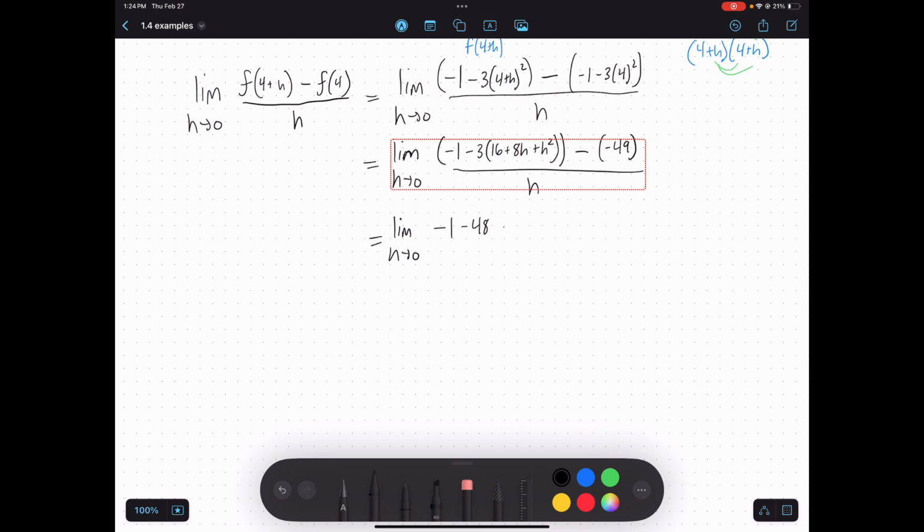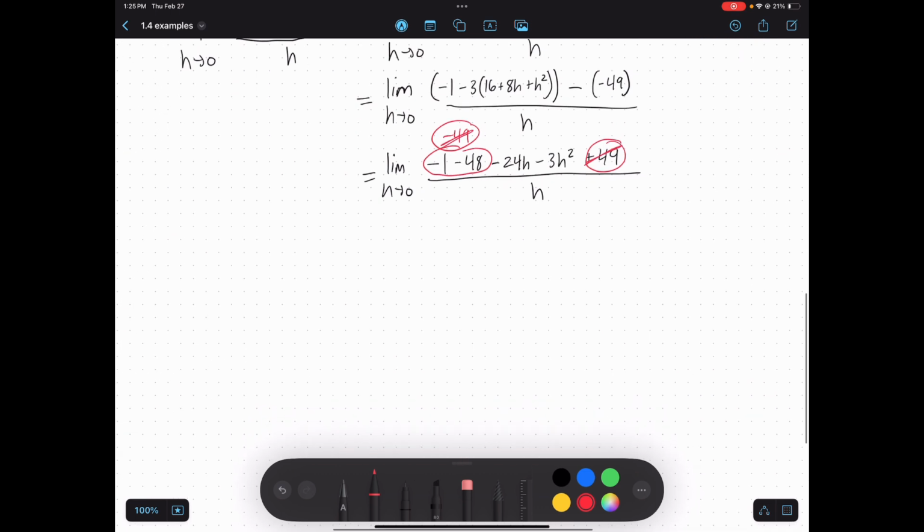Okay, I'm going to keep cleaning up that first term, and I'm left with negative 1 minus 48, minus 3 times 8 is 24h minus 3h squared, and then I have a plus 49. What's negative 1 minus 48? I get negative 49. This is equal to negative 49, and then I have a positive 49. So sure enough, everything that doesn't have an h cancels out. That's what we want to happen. That's a good sign. That means we're doing stuff right.